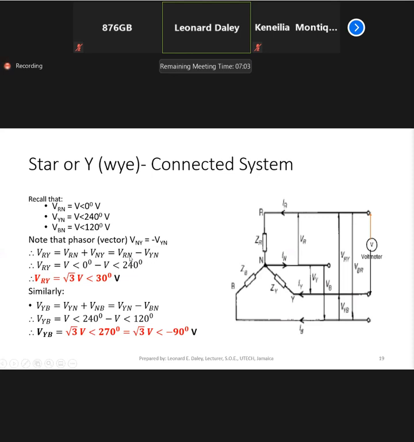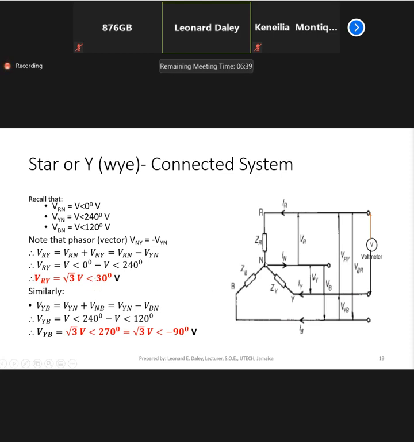And then we had defined these already, VRN as V angle 0 and VYN as V angle 240. So if we do the maths, using complex numbers on your calculator, you will end up with root 3 V at angle 30. So VRY would be root 3 V at angle 30.